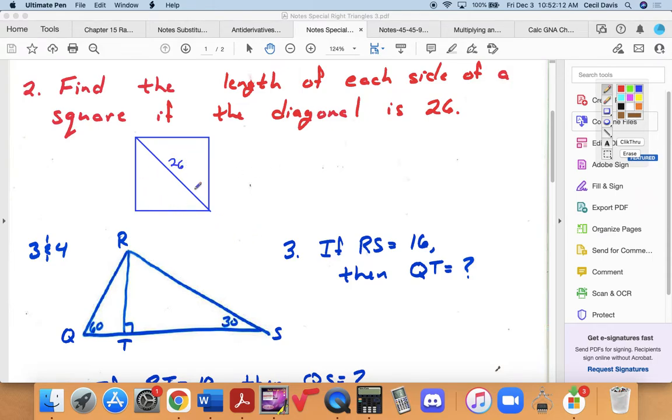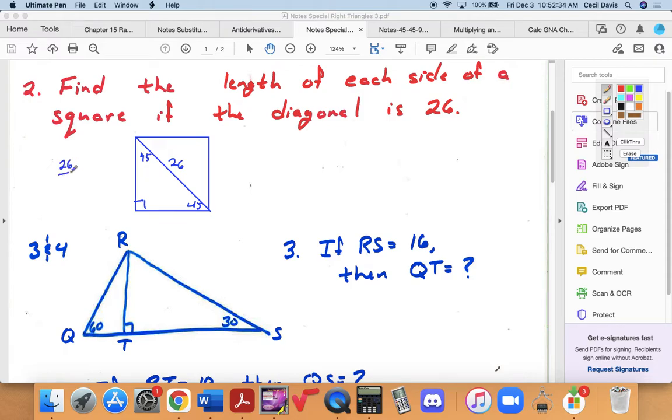What kind of triangles are these? Right triangles? More specific. 45, 45, 90 triangles? Yep. In a square, these are always 45, 45, 90 triangles. So what do we do to the hypotenuse to get the legs? Divide by the square root of 2.